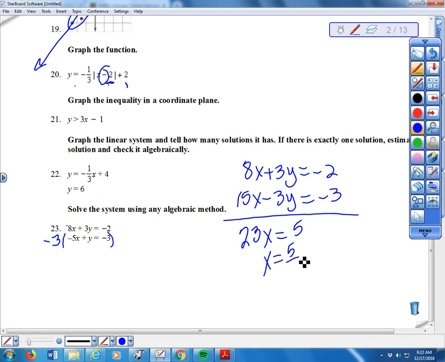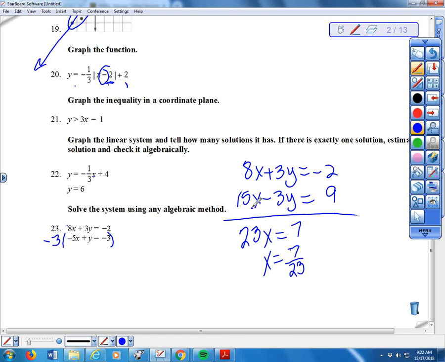Negative 5. Wait, no, it's actually 1. Because when I add these, negative 3 times... oh yeah, this is 9. Oof. 7. Good catch. So this is 7 over 23. Negative 3 times negative 5 is positive 15.